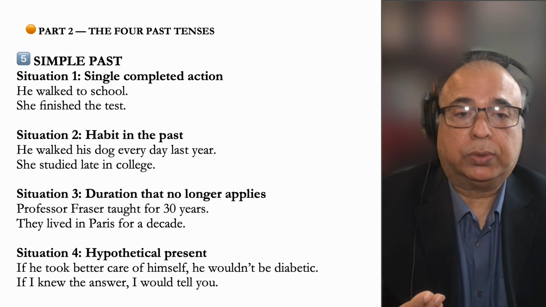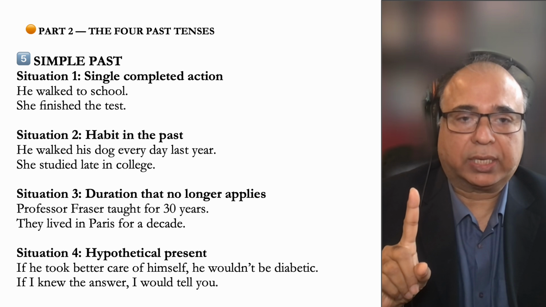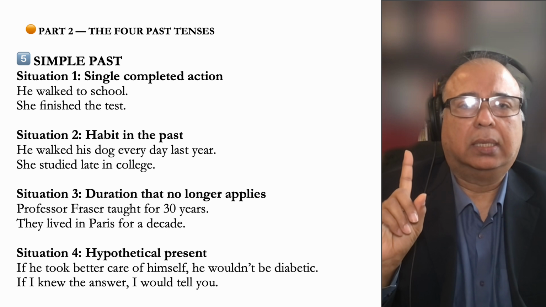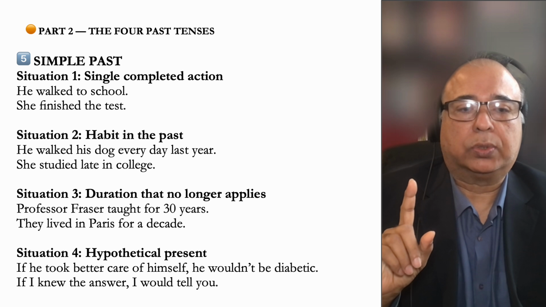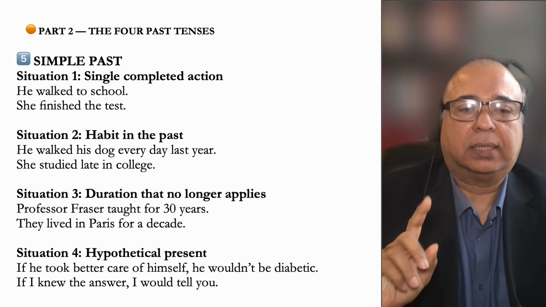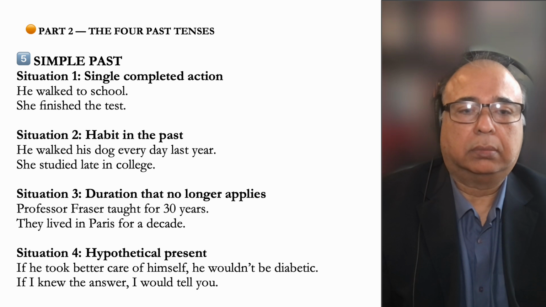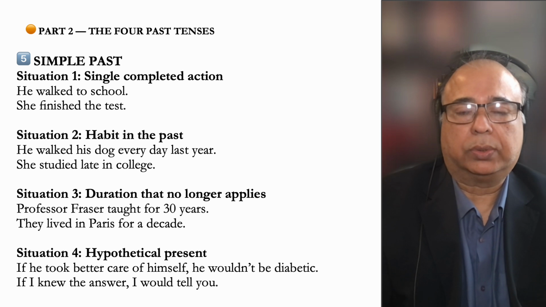Simple past is used to express a single completed action. Simple past, one action. Remember, only one action is expressed or carried out. He walked to school. She finished the test. Finished. Done. Right? He walked to school.